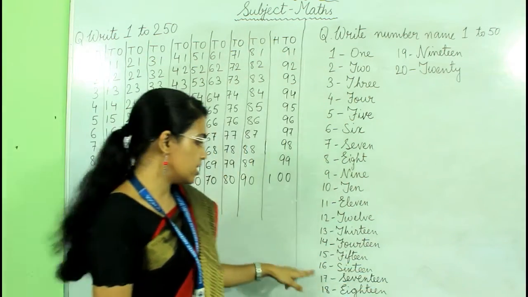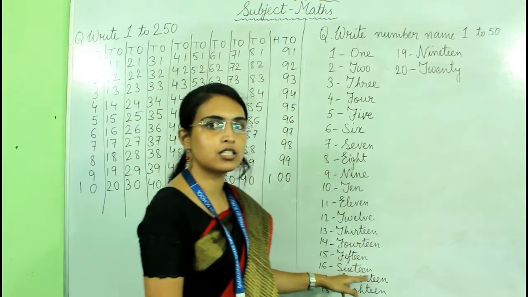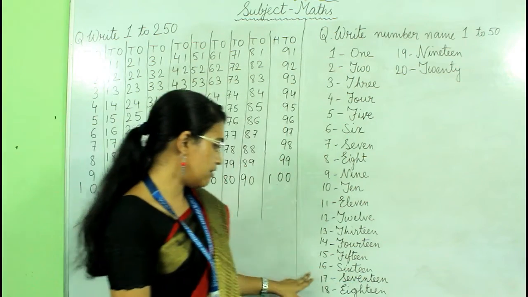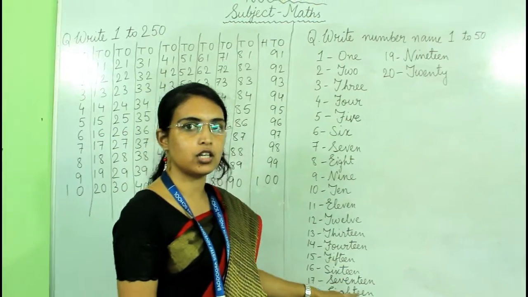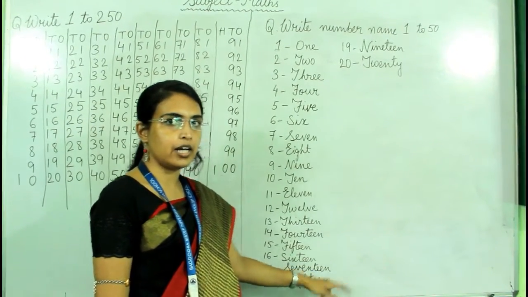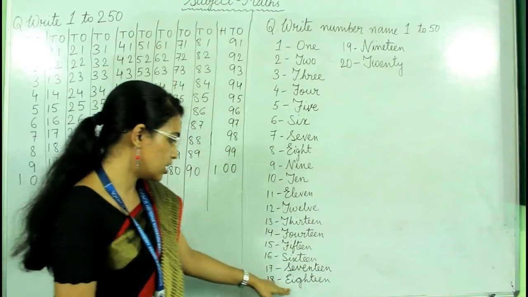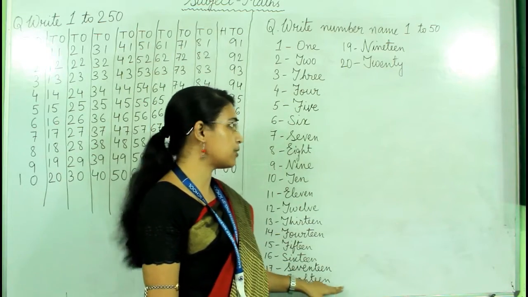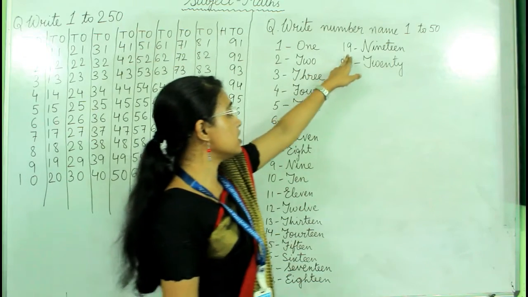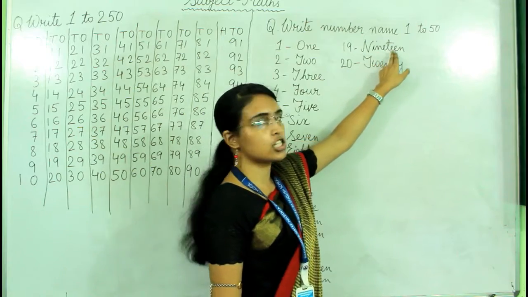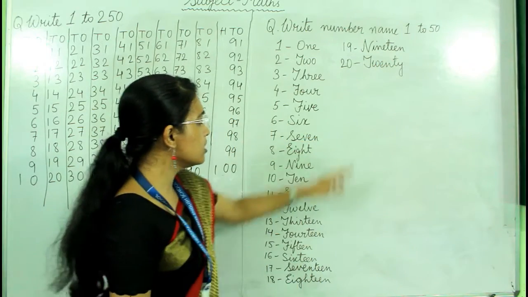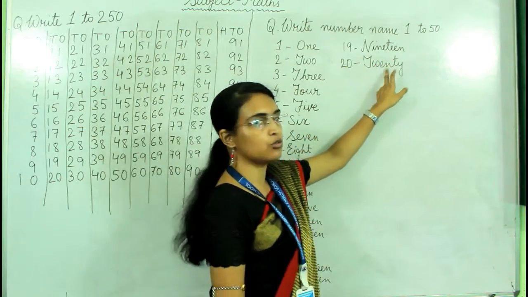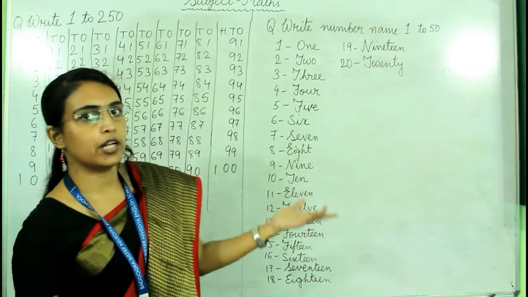F-I-F-T-E-E-N, 15. S-I-X-T-E-E-N, 16. S-E-V-E-N-T-E-E-N, 17. E-I-G-H-T-E-E-N, 18. N-I-N-E-T-E-E-N, 19. T-W-E-N-T-Y, 20. Now what is the spelling of 21?